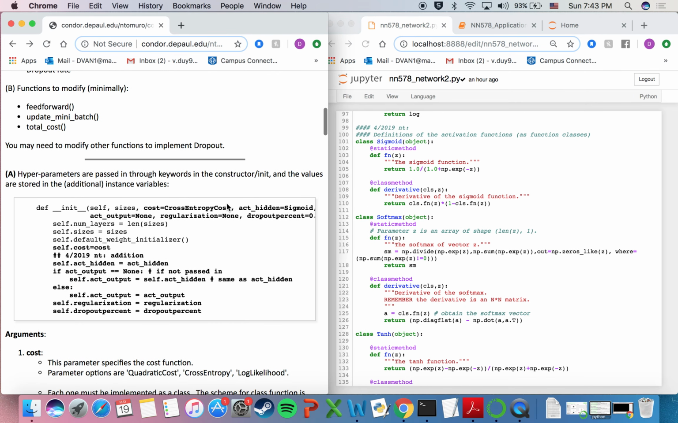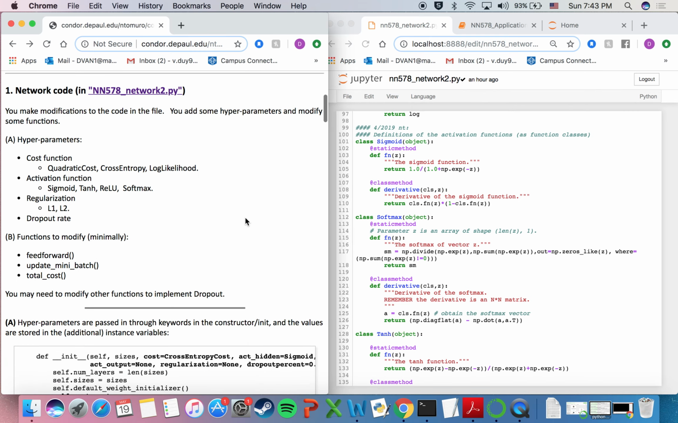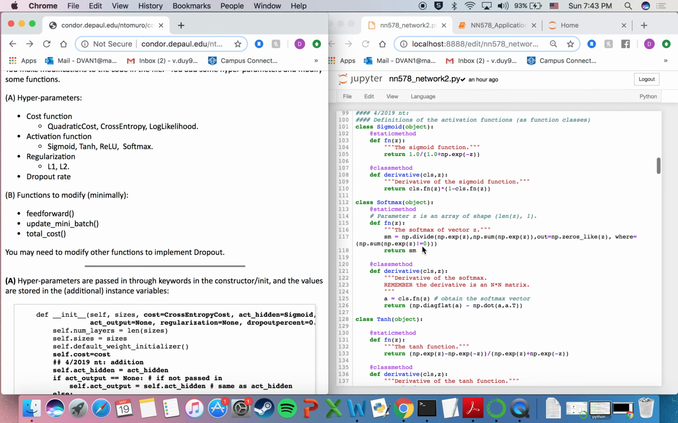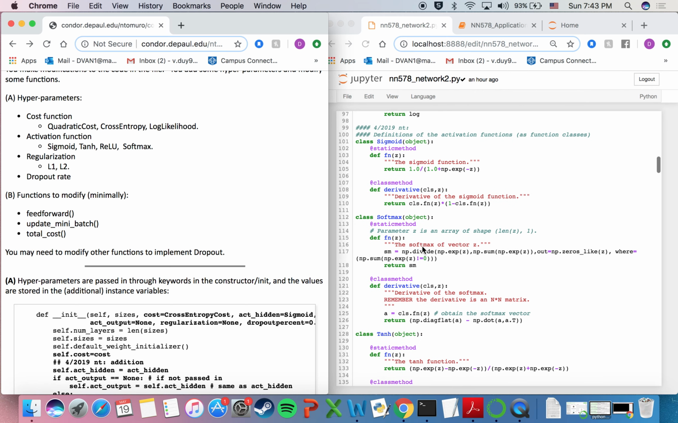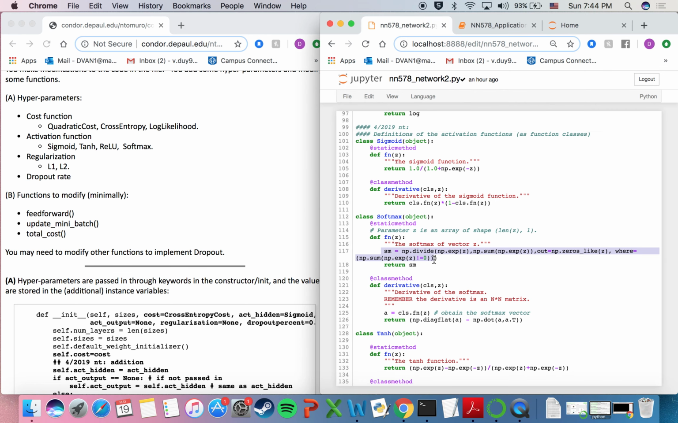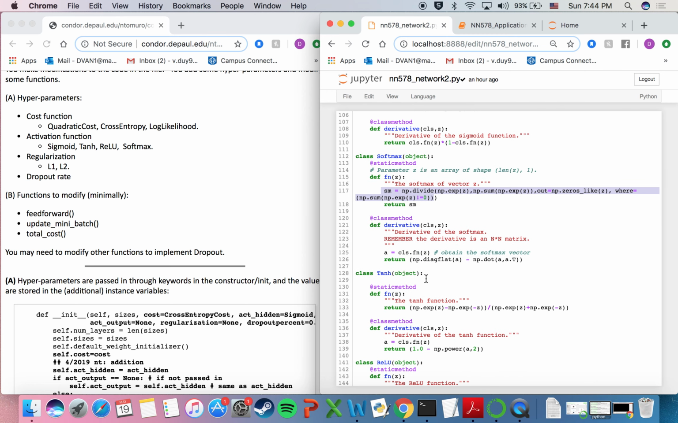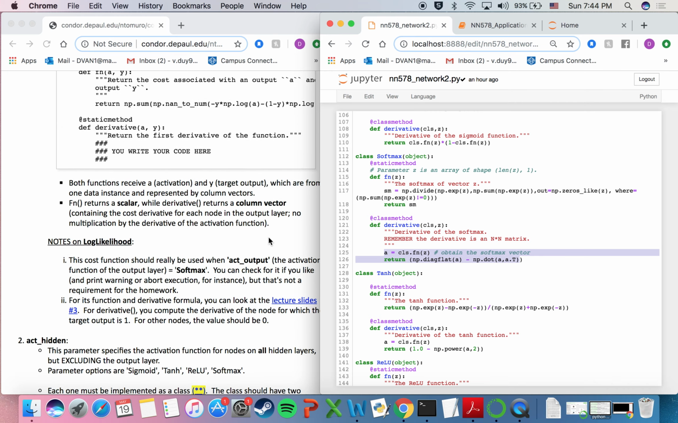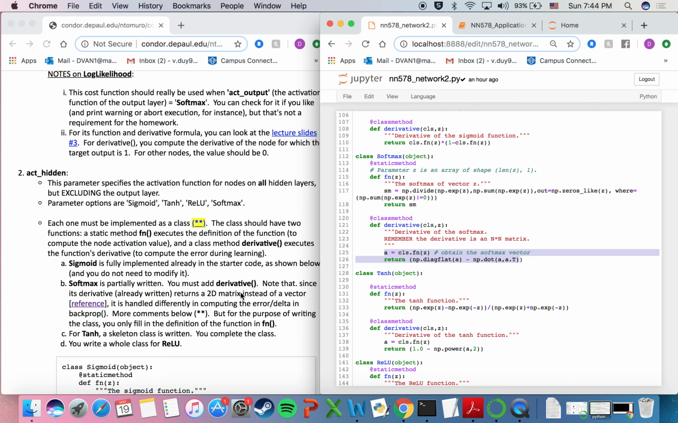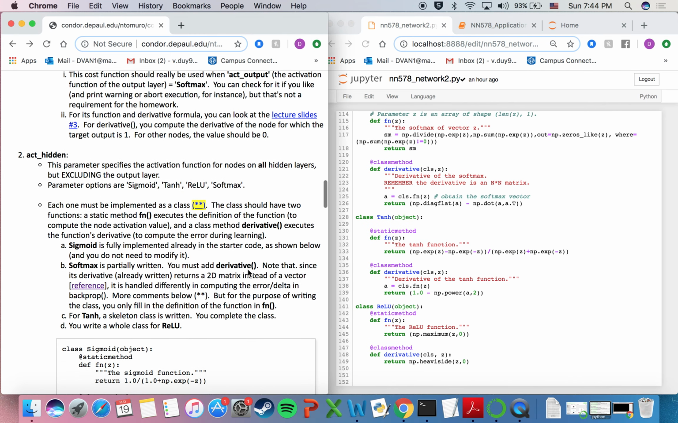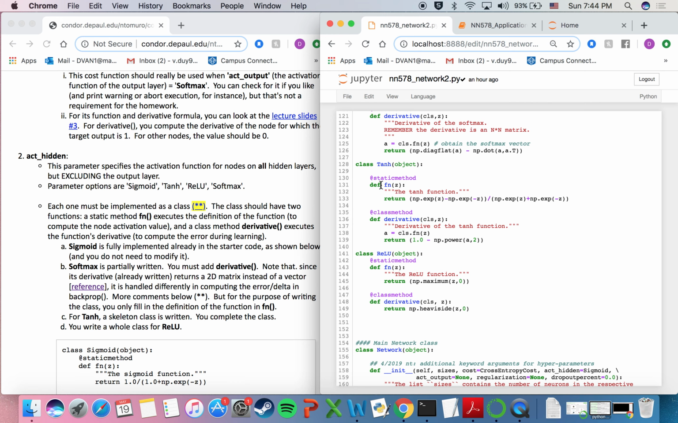Then the activation functions are the sigmoid, softmax, tanh, and ReLU. The sigmoid is already provided. Softmax, I write out the function. The derivative is already there since the professor helped us in working on the softmax derivative. So it's related to dimension. Next is tanh. I work on the function and also the derivative.